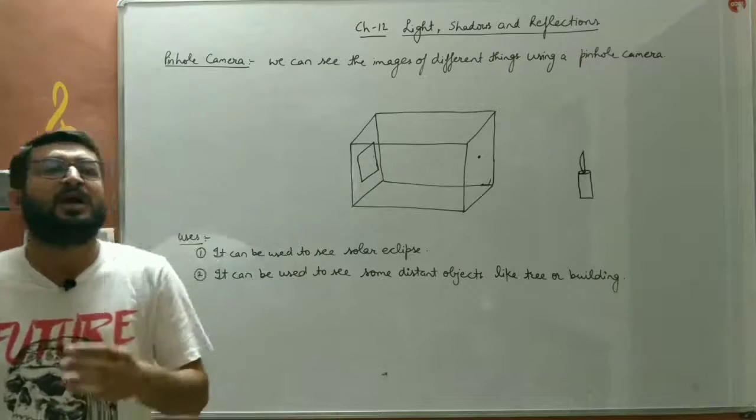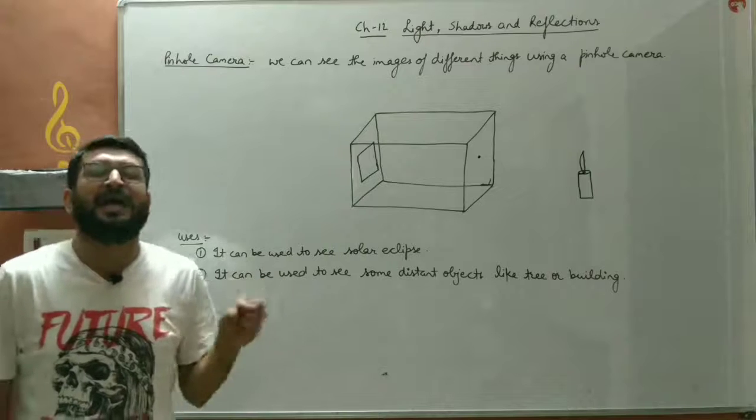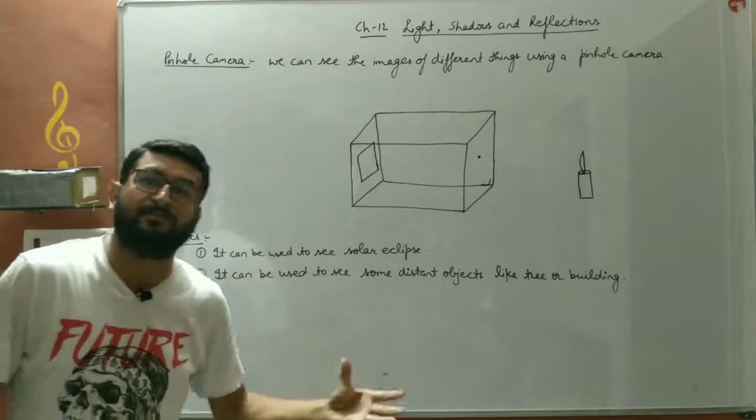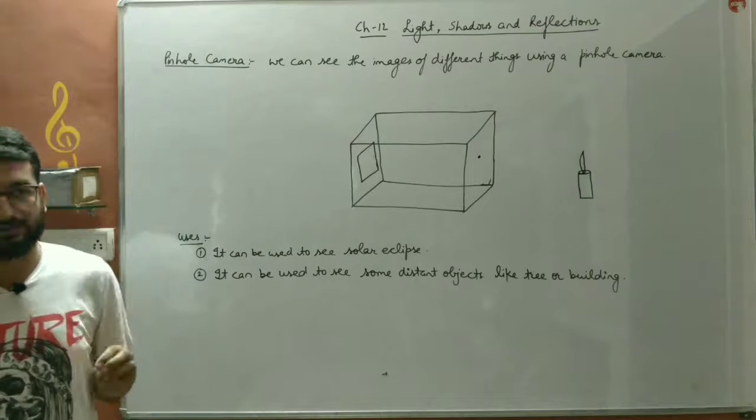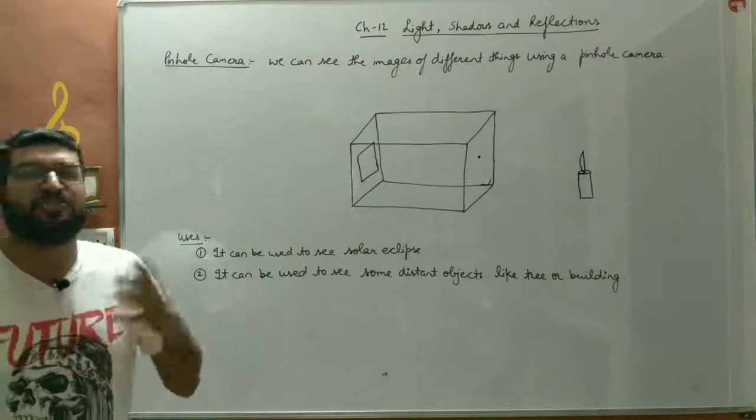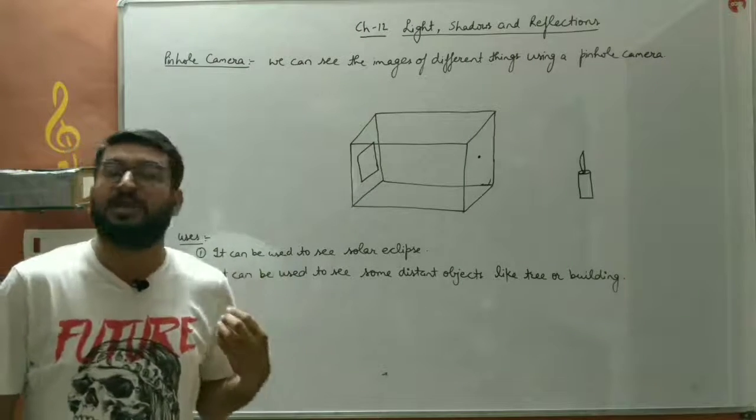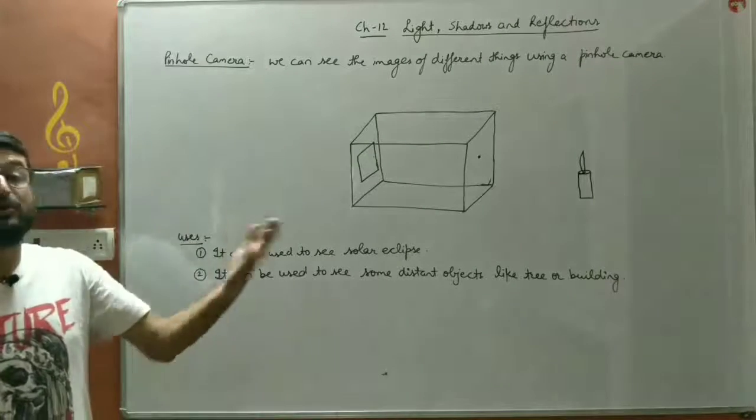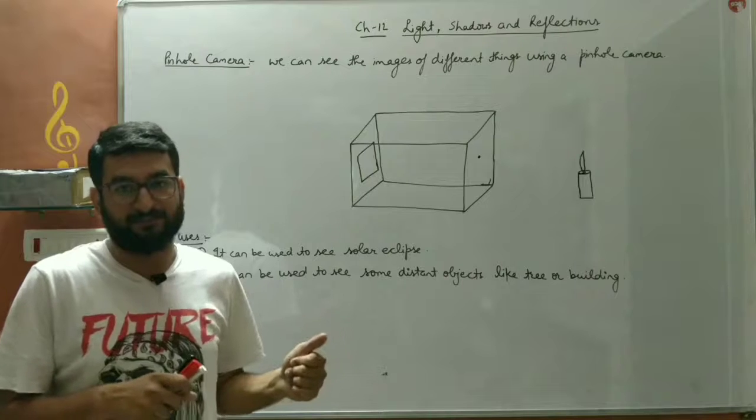The third ones were opaque objects. The objects which do not allow any part of light to pass through them, they block the light completely, are known as opaque objects. Examples of opaque objects: the wall, the body, the chair, the cardboards, all these objects which do not allow the light to pass through them, through which we cannot see anything, are known as opaque objects.